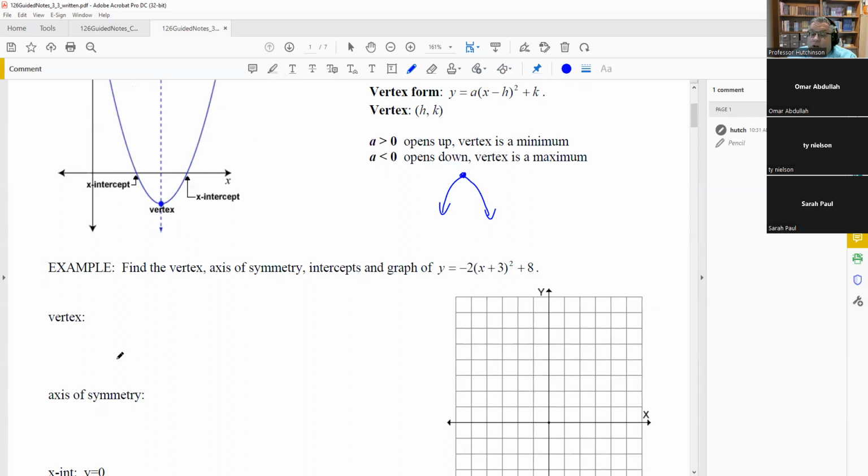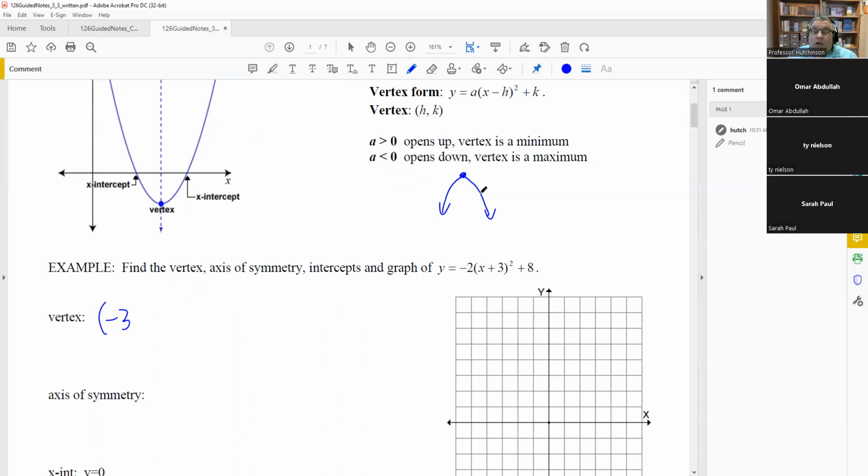If you want to find the vertex, whatever the h is, it's always going to be the opposite sign of what you see inside the parentheses. The k value will be exactly the same sign as what you see on the outside. So right here, because I have a +3, I'm going to put -3 in there instead. It's always the opposite sign of what is in the parentheses.